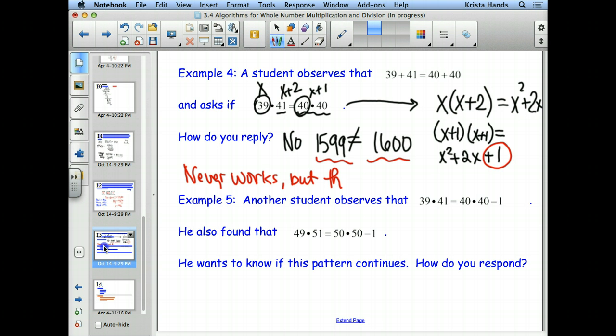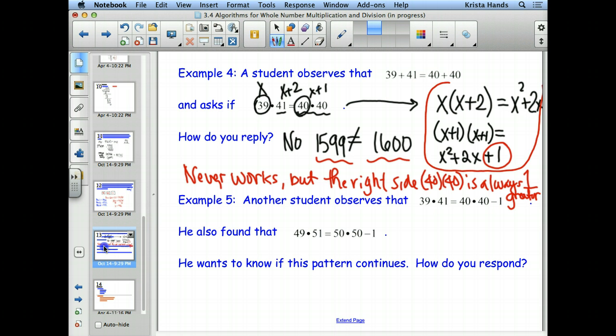But we'll call it just the right-hand side. So the right side, which we would have had as 40 times 40, is always 1 greater. And this actually over here shows it, doesn't it?